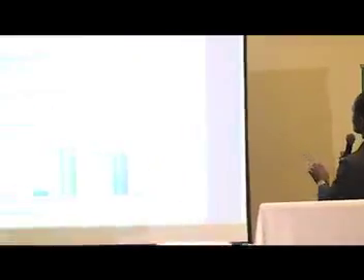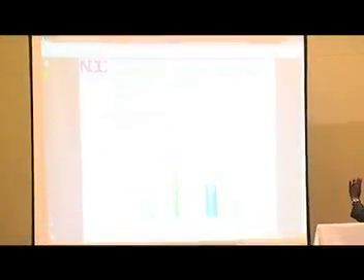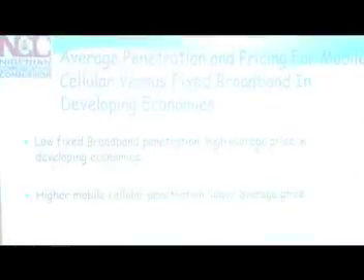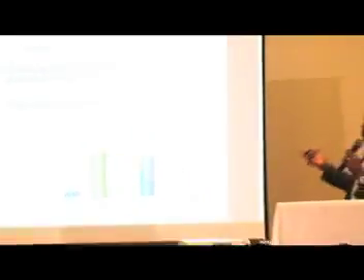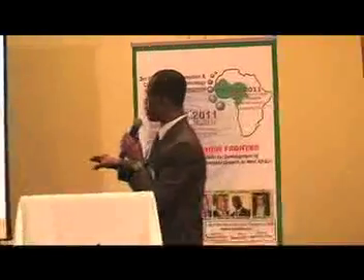The next slide shows the average penetration and the pricing for mobile cellular versus fixed broadband in developing economies. This was taken from ITU. On this side is the penetration for both mobile cellular and fixed broadband, and on the other side you see the price for mobile and fixed. This is for developing economies, where Africa and Nigeria belong. The penetration for mobile is high, so the price of mobile is low. The penetration of fixed broadband is low, and therefore the pricing is high. So it's just to make some points.